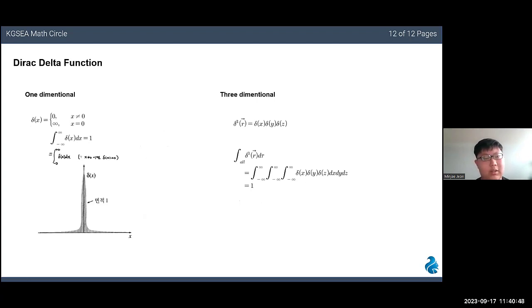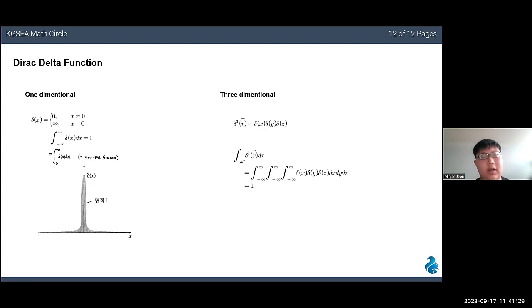Finally, I will explain the Dirac delta function. The Dirac delta function's graph is like in the picture. It is defined so that if x is not zero, then the function is zero, and if x is zero, the function is infinite. The integral from minus infinity to infinity of delta x dx is the area of the Dirac delta function that is defined. And the surprising thing here is that it is always constant at 1.